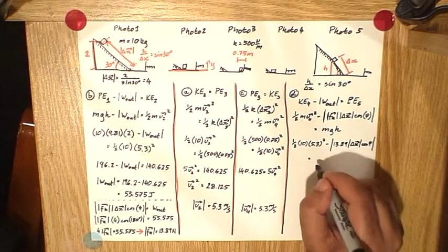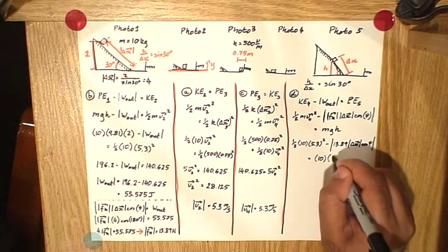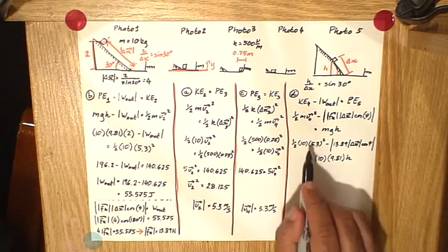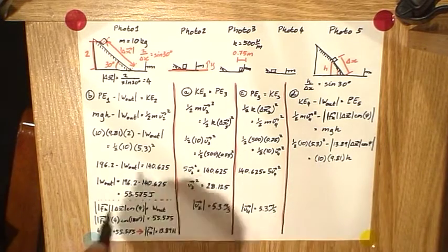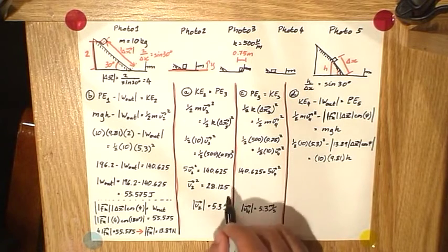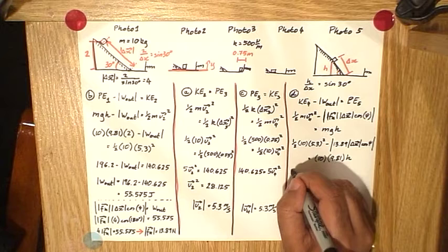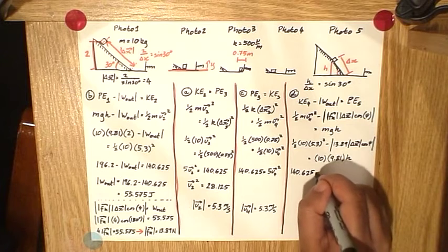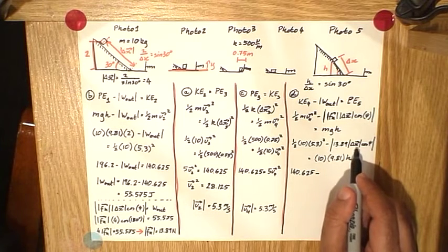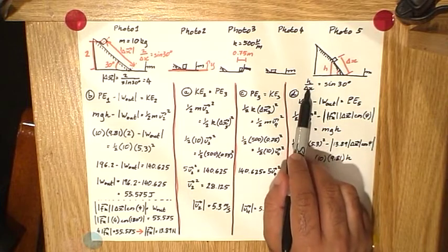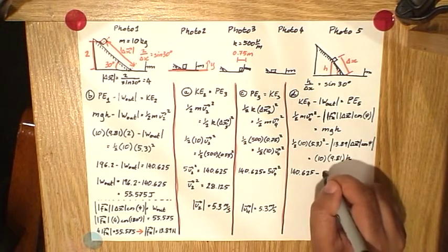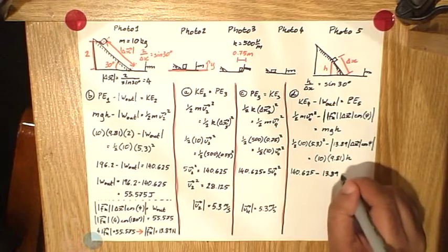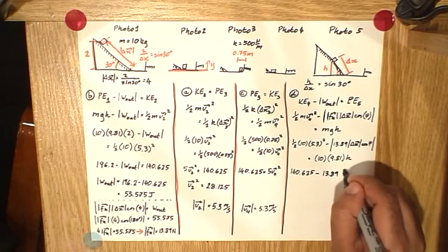All of this is equal to m, the mass, 10, times g, which is 9.81, times the height, which is as yet unknown. Let's keep simplifying this. Half times 10 times 5.3 squared. We've done this calculation before. It works out to 140.625. Minus, the delta x is not known, but if h over delta x gives me sine of 30, then I can rewrite this term over here as h over sine 30, because h over sine 30 must be equal to delta x.